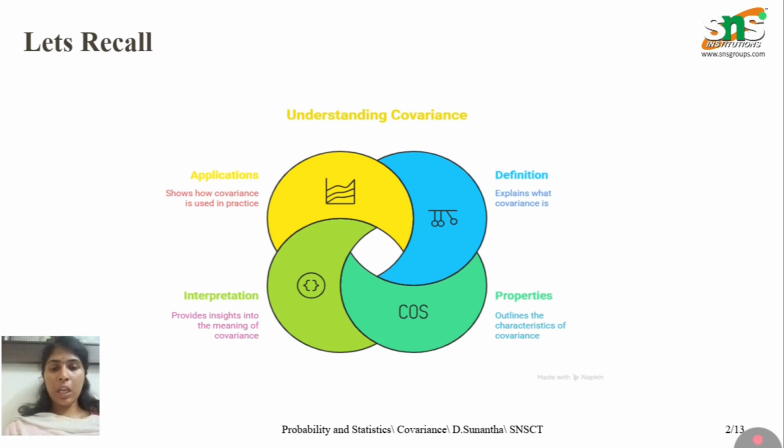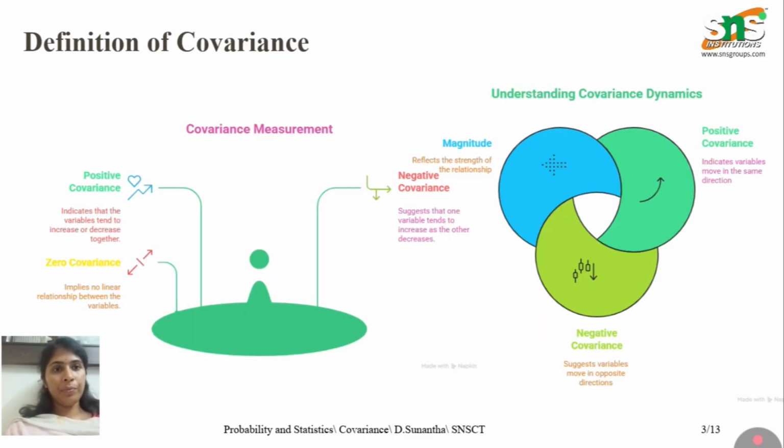What we are going to see in this video: first the definition of covariance, next properties, interpretations, and how we can use covariance in real life. So here is the covariance definition. Covariance is nothing but the relationship between two random variables, say X and Y.